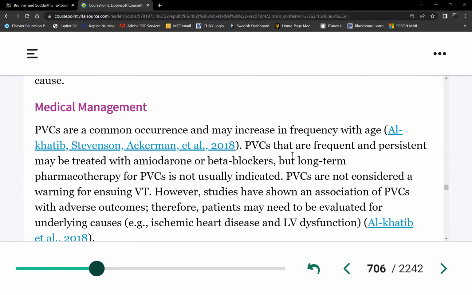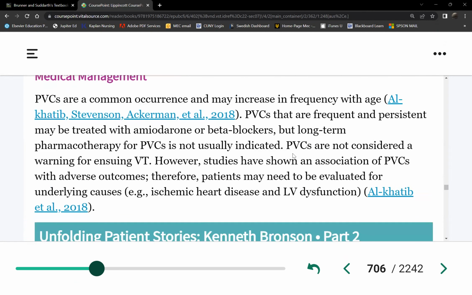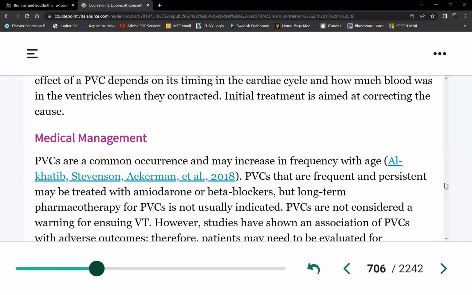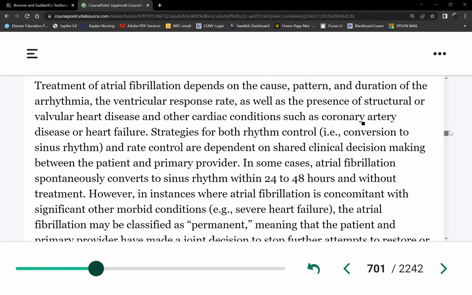Management again depends on whether the patient is symptomatic or what the patient's current condition is. Treatment would usually involve beta blockers. Here, either amiodarone or beta blockers. Between the two, beta blockers are safer. Amiodarone can tend to cause other dysrhythmias, which brings me to something I didn't mention last week. Let me go back briefly to the medications.